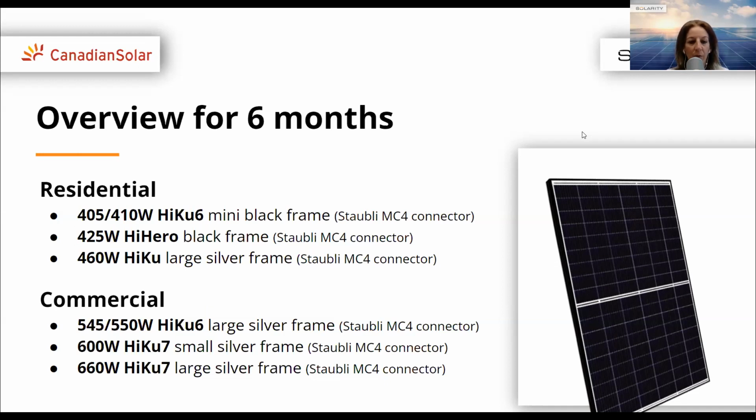I will move now to commercial. So you can see 545, 550. I would say one of the best products from Canadian Solar. Those come with a silver frame. Maybe we can mention that for residential, it's typical for those small modules to have a black frame. For some of them, both combinations, silver and black, are available.